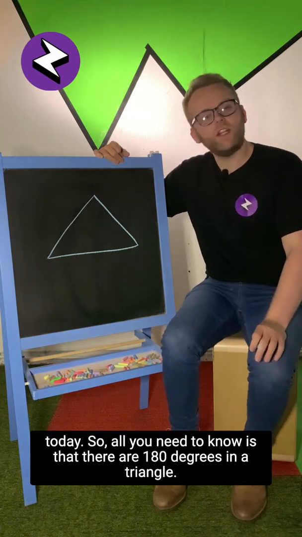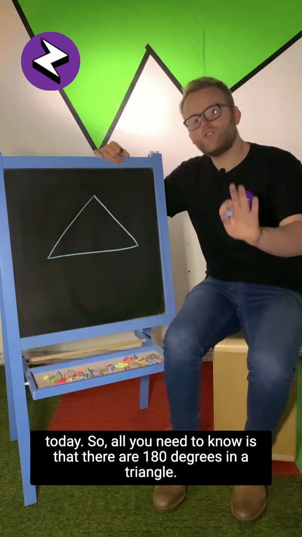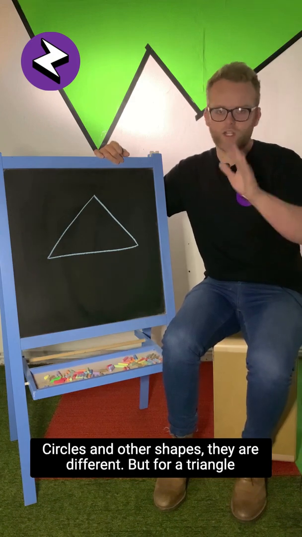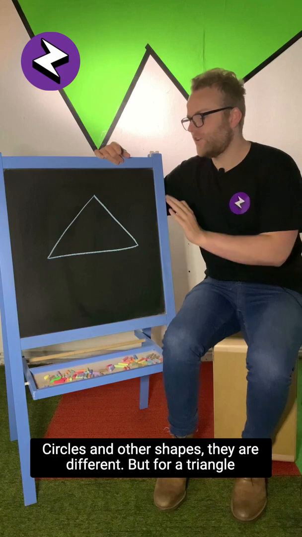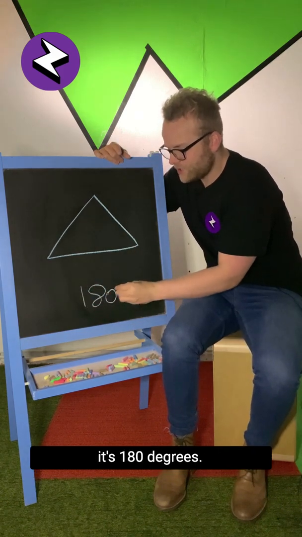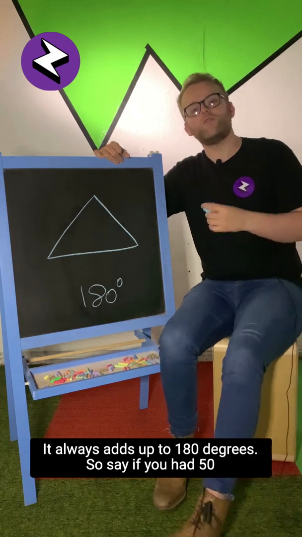So, all you need to know is that there are 180 degrees in a triangle, okay? Circles and other shapes, they're different. But for a triangle, it's 180 degrees, okay? And it always adds up to 180.